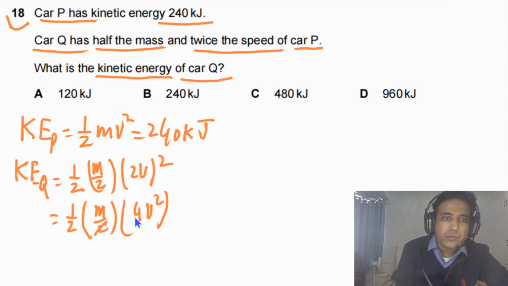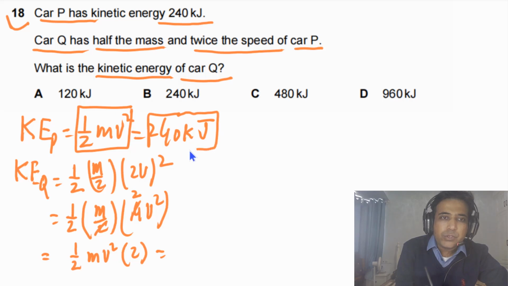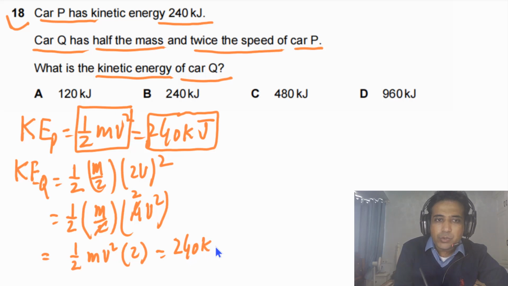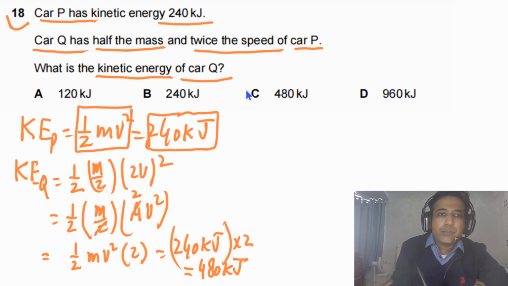From here we can cancel this 2 with this, so we will get 2 here. If we simplify, we can write down this is 1/2 mv² multiplied by 2, and 1/2 mv² is equal to 240. So 1/2 mv² is equal to 240 kilojoules. We can replace this one with 240 kilojoules, and this is multiplied by 2. So our final answer in this case will be 480 kilojoules. So the answer for this question is C.